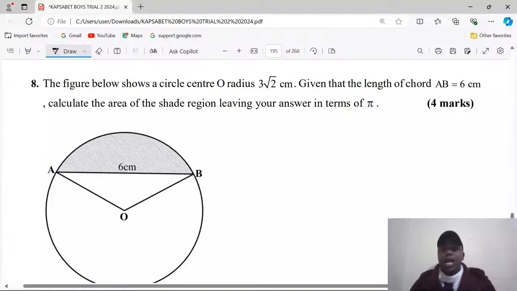When you're told to leave your answer in terms of pi, it means that the value of pi should not be replaced by a number. In any working, you're not supposed to let pi be 22/7 or 3.142. You are just going to substitute pi as pi and not as a value. So let's get used to such settings.